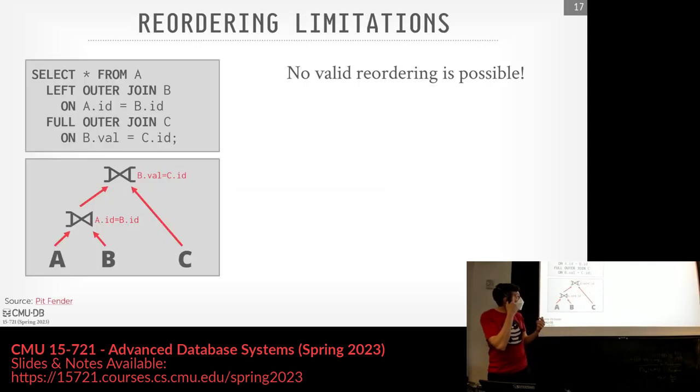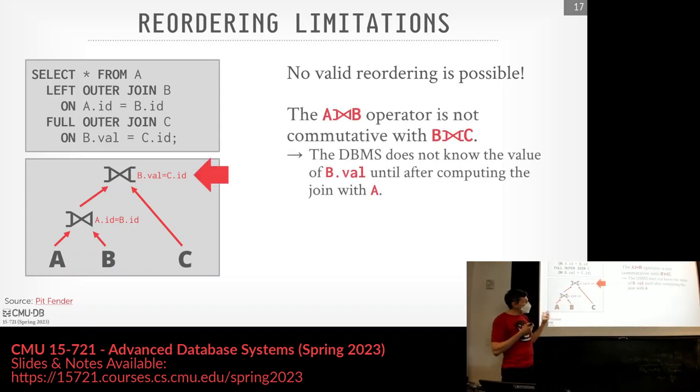In this example, I'm joining tables A, B, and C. I do a left outer join with A and B, then I do a full outer join with C. Even though this is a logical plan, we know from the semantics of the full outer join that we can't reorder this to have A join C followed by B. It has to be A, B first, then C. The reason is that this full outer join operator is not commutative with the left outer join, because I don't know how I'm going to join a tuple coming out of this join with C until I know what B dot val is, because that's the thing I'm joining with C on.